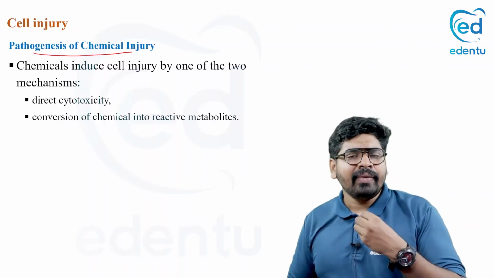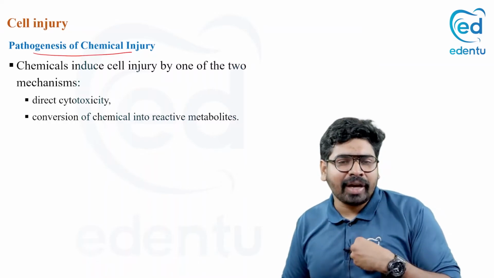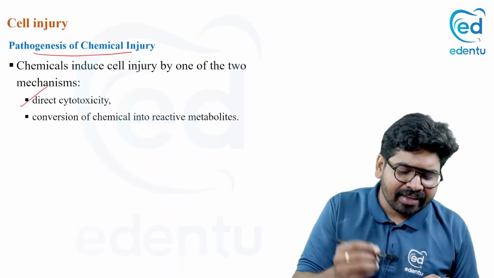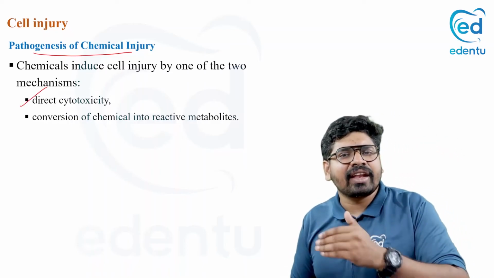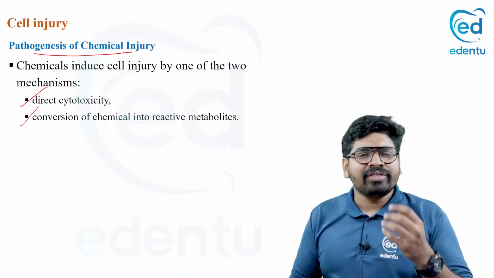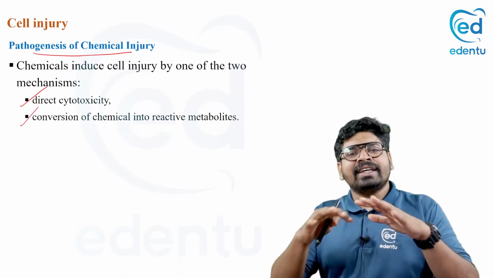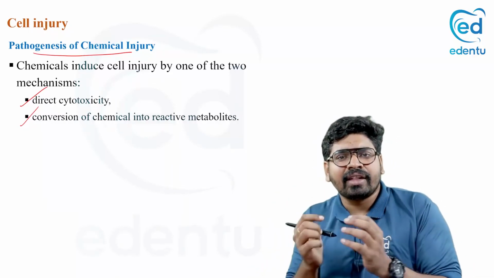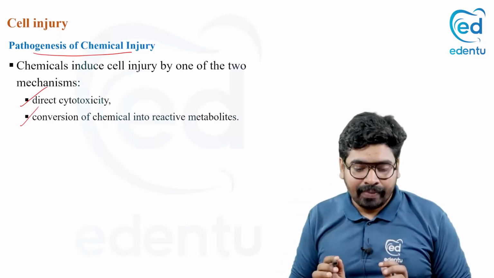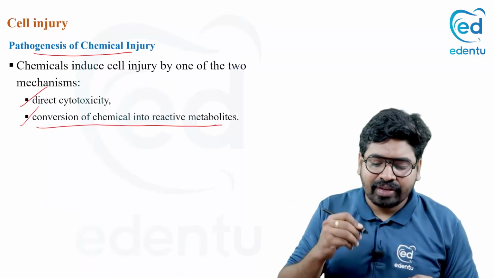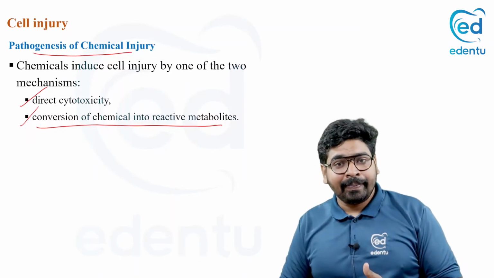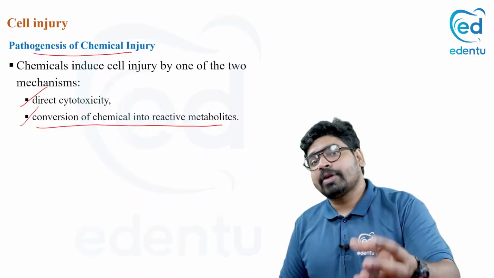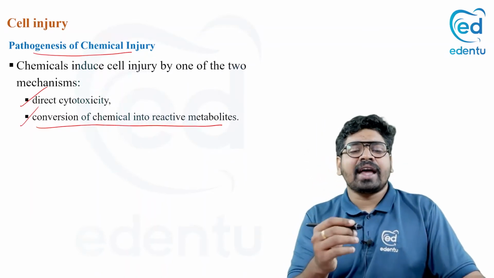Okay, so if we accidentally ingest some kind of chemicals or poisons, the poisons can directly kill our cells. That is direct cytotoxicity. The poison itself can kill the cell, or the poison is taken into the cell and it is digested, and by the process of digestion some byproduct is formed, and that byproduct is poisonous and can kill. So that is the conversion of this chemical into a reactive metabolite. The cell will convert this poison to a reactive metabolite, and that reactive metabolite can kill. Okay, so that is the action of chemicals.